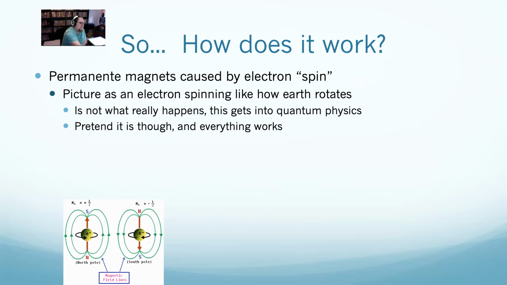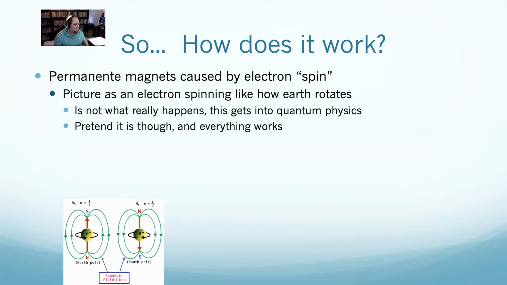And what we say is an electron is like a ball, and it can spin. It can spin one way, or it can spin the other way. And if something spins, if you curl your right hand in the direction it's spinning, your thumb is the direction of the electron spin.